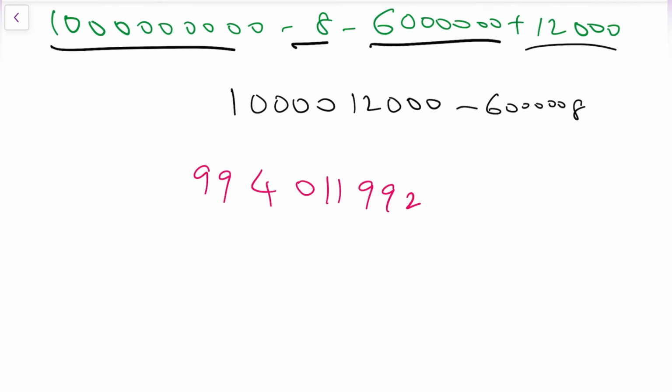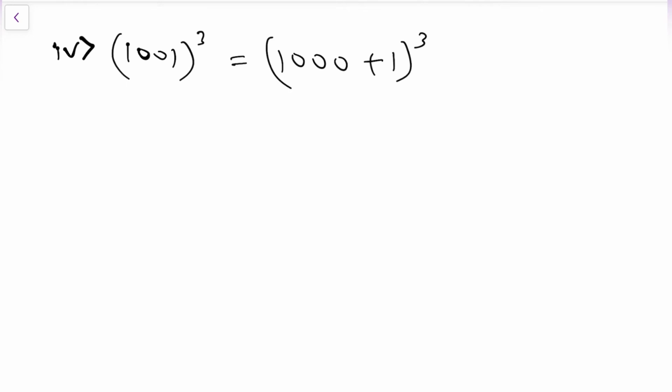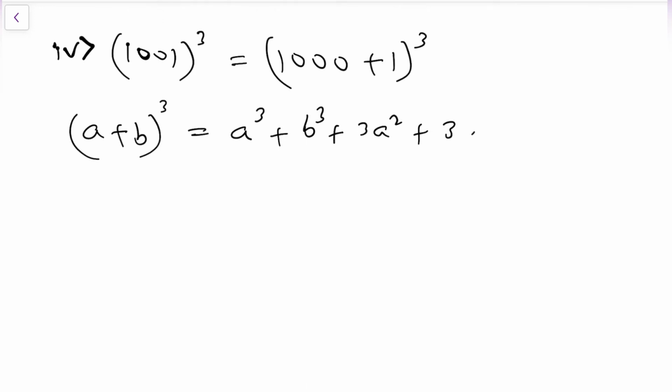Next, let us move to the last question in this bit, that is 1001 whole power 3. Here 1001 whole power 3 is in the form of 1000 plus 1 whole power 3, which is in the form of a plus b whole cube formula. A plus b whole cube is nothing but a cube plus b cube plus 3a square b plus 3ab square. Here in the place of a we have 1000, in the place of b we have 1.